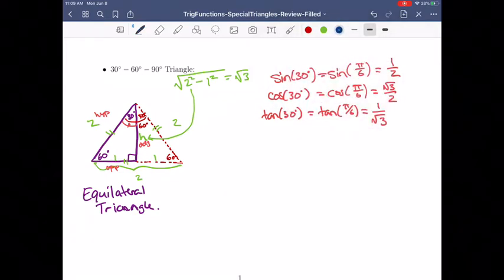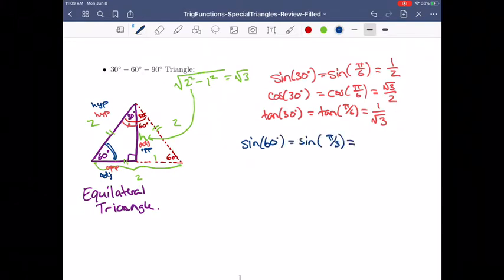Okay, now I'll use blue. Now if I want 60 degrees, this is my angle. So that means that the h is now the opposite. The 1 next to it is actually the adjacent, and the 2 is still the hypotenuse. Sine of 60 degrees is sine of pi by 3, so it's the opposite over the hypotenuse. So it's root 3 over 2.